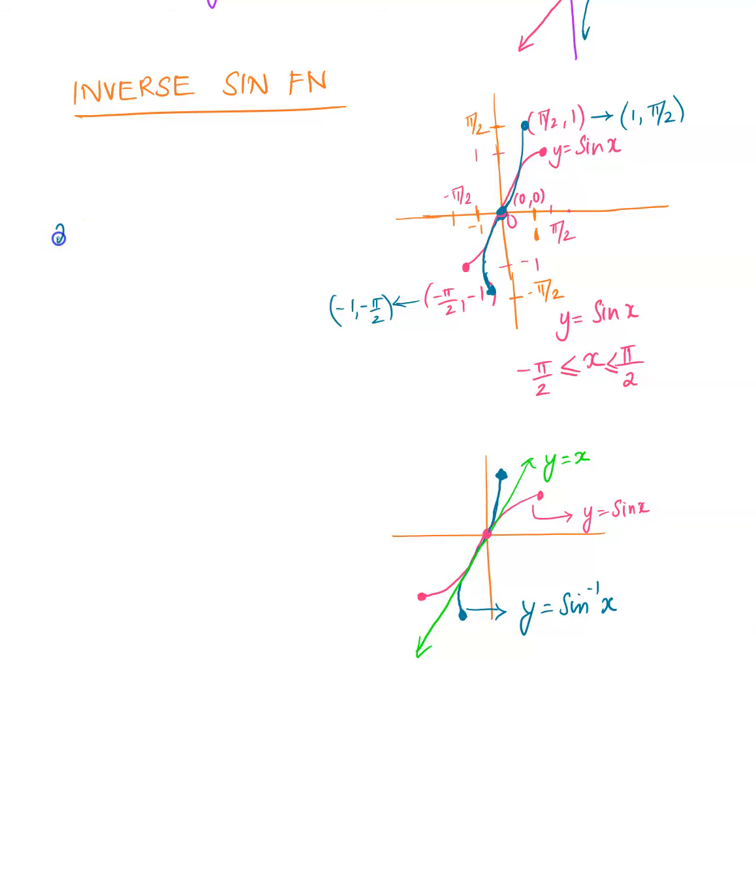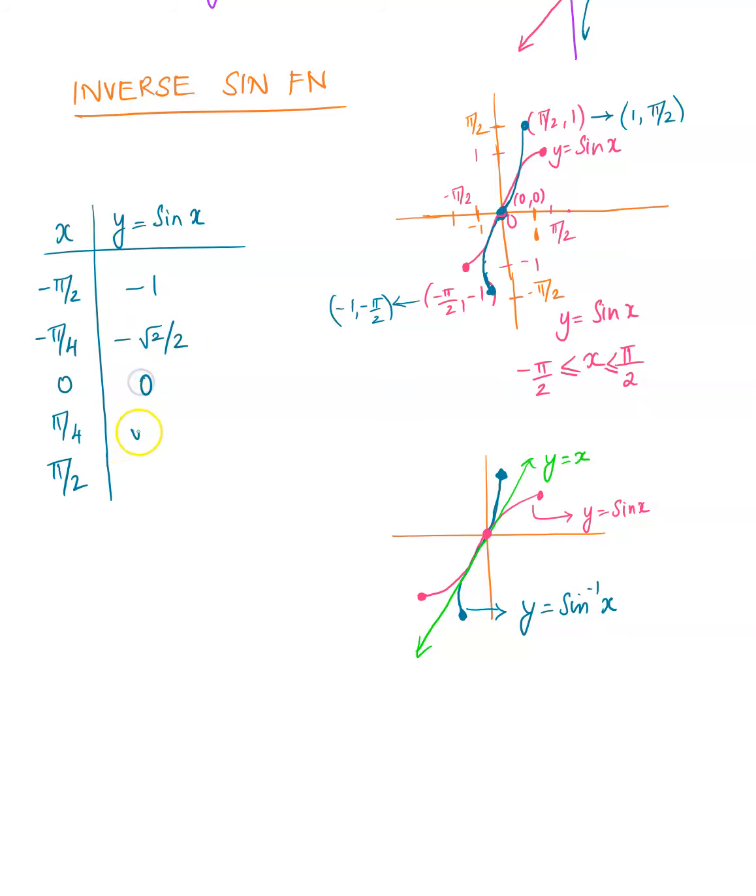Now we have for x and y equals sine x, negative pi over 2. I just look at easy points: 0, pi over 4, and pi over 2. For these, if you take the corresponding sine values, the sine of negative pi over 2 will be negative 1, and for negative pi over 4 it will be negative root 2 over 2, 0, positive root 2 over 2, and 1.